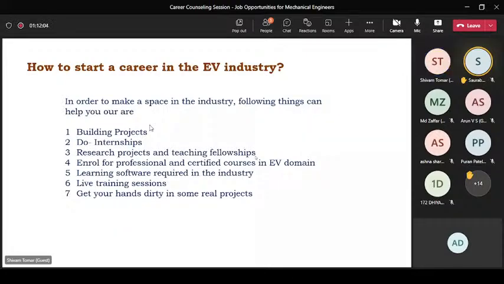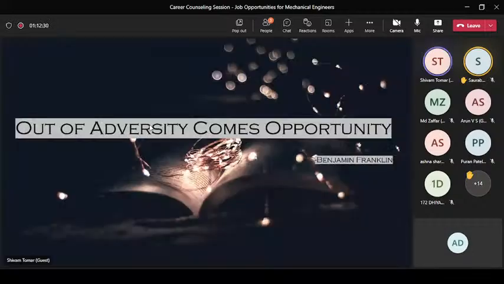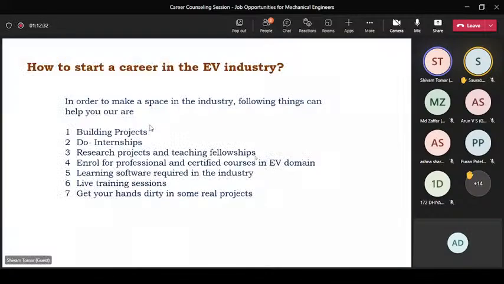Live training: attend all the live training sessions, or as many as possible for you. Get your hands dirty in some real projects. This is to completely transform your theoretical projects into physical projects, to make some prototypes and show them to the world. Show off your projects. So that's all from my side.